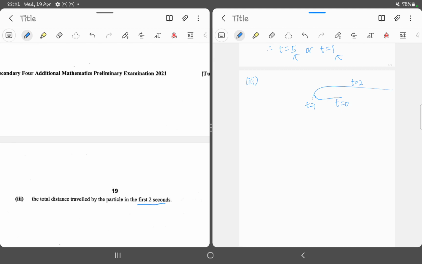So what we're going to do here is find s, that is the displacement. In order to find s, we need to integrate the equation of v with respect to t. So this is equal to the integral of v, so this is actually equal to, let's move the denominator up.